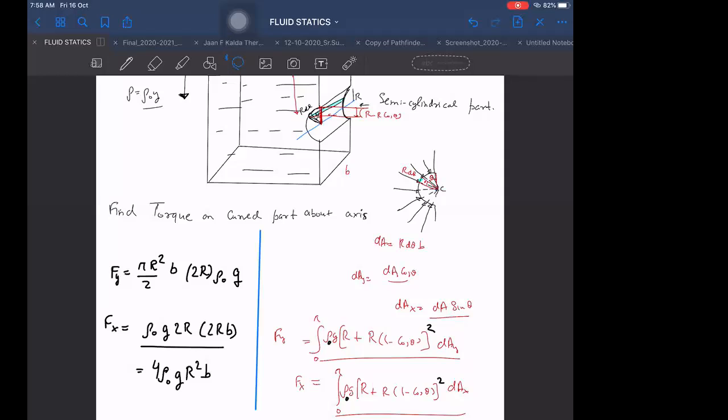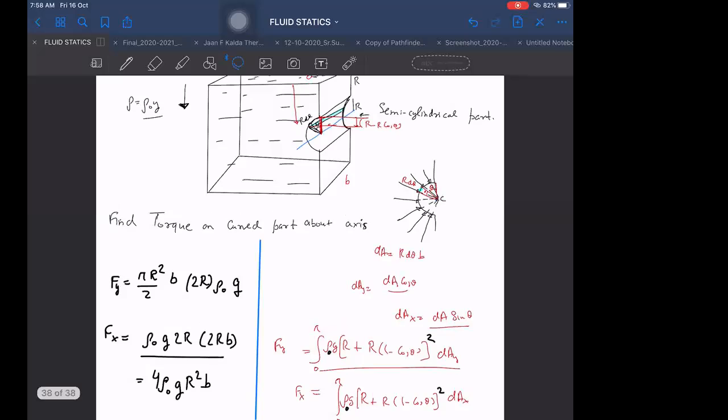Sir, in Fx and Fy, both R cube will come. R cube will definitely come, that I know. I'm not getting R cube. Wait a second, let me check once. Fx will be, first one you got: rho naught into G into 2R. Rho naught into G into 2.